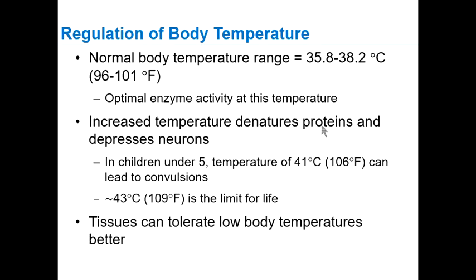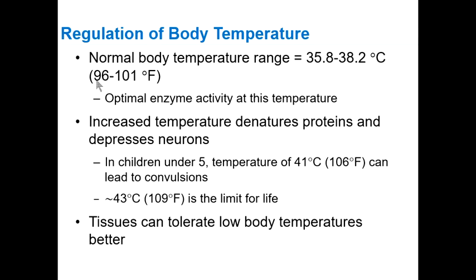Now the proteins, which of course enzymes are as well, start to denature, or unwind or unfold, and that will depress neurons as well. So our body activities will decrease when our temperature gets above our normal range, or at least the proteins in neurons can't work as effectively. In children under 5, a temperature of 106 can lead to convulsions, and 109 is the limit of life.